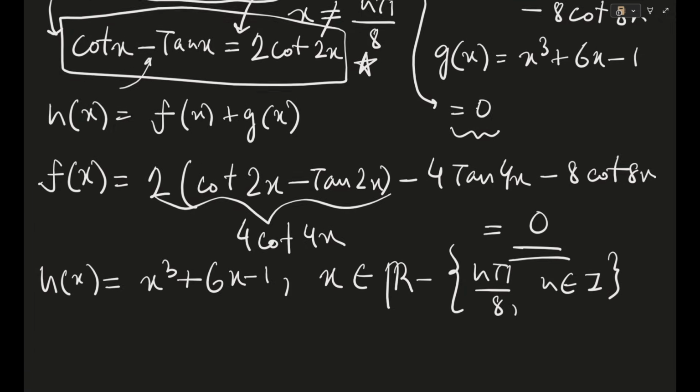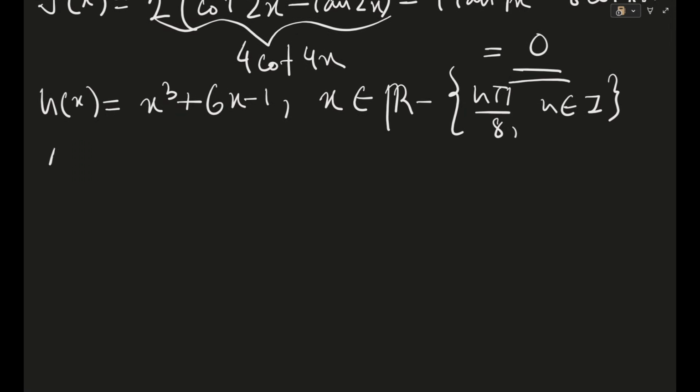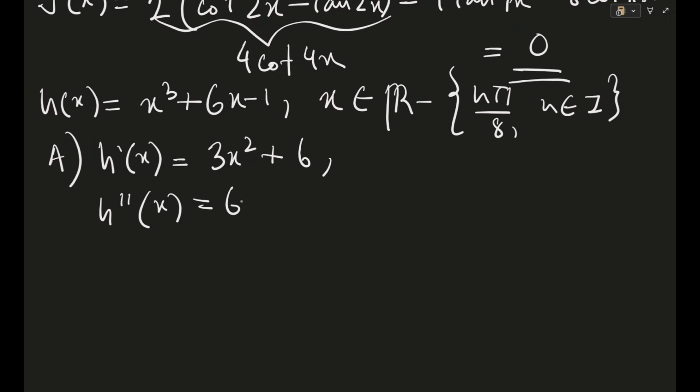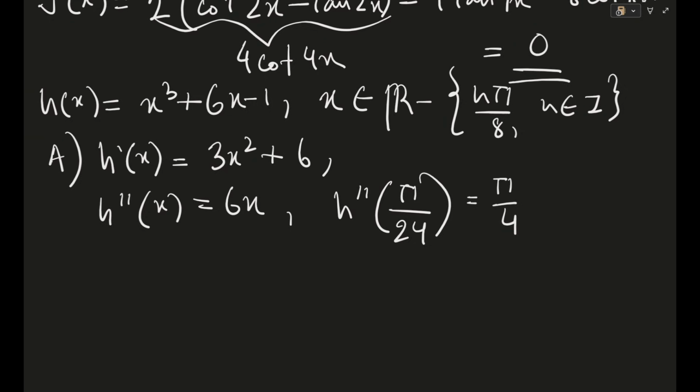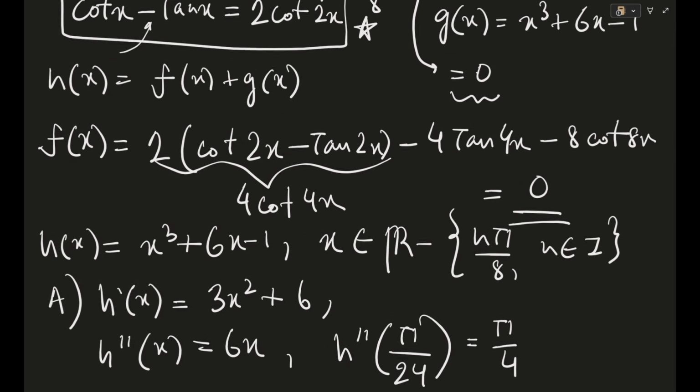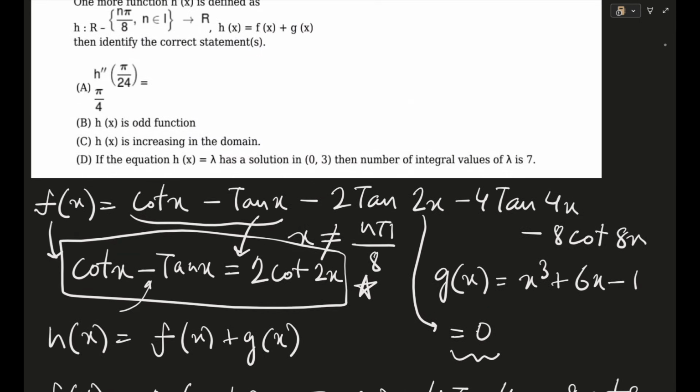So let's move on to the options. Option number A is asking for h double dash x. So h dash x is given as 3x squared plus 6. H double dash x will be given as 6x, and therefore your h double dash pi by 24 will be given as pi by 4. Checking on the options once, yes, option number A is one correct option.